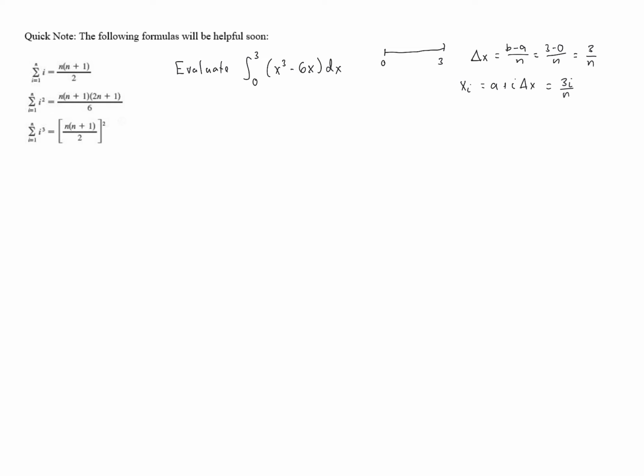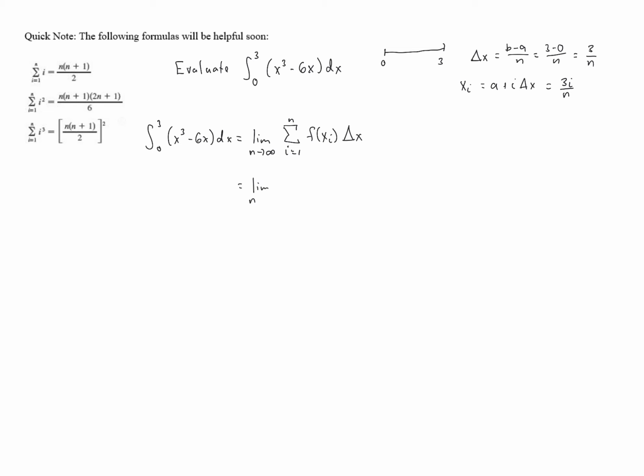So let's see what we've got here. This integral, which I'm going to write again over here, the integral from 0 to 3 of x cubed minus 6x dx, is just a way of writing the limit as n approaches infinity of the sum as i goes from 1 to n of f of x sub i delta x. And we actually have ways to represent x sub i and delta x. We've got all of that in terms of i and n, so we can write that out.